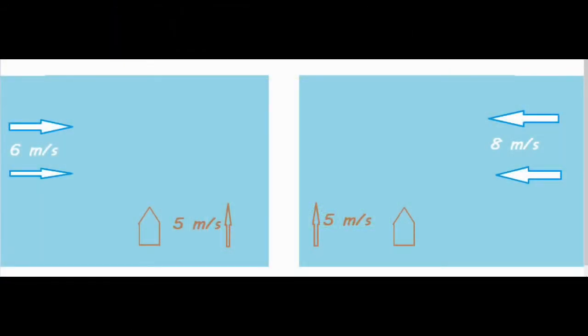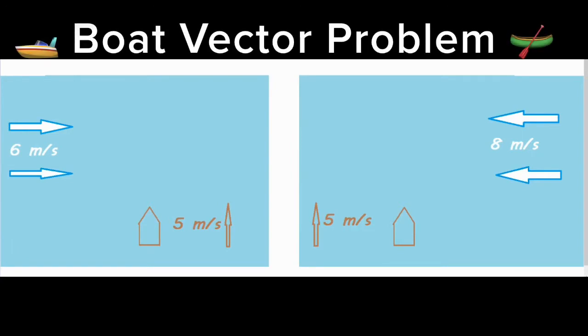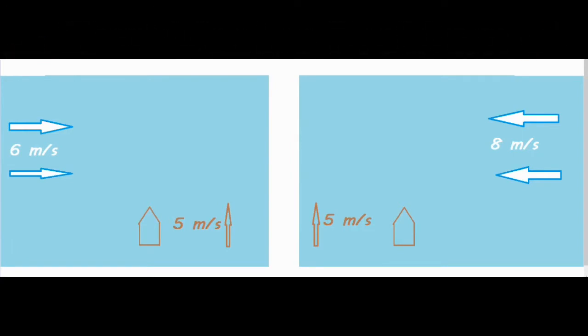In this video, I'm going to be talking about how to solve the classic boat crossing a river problem using vectors and a little bit of trigonometry as well. So the first thing you want to do is diagram the vectors involved in the question. We have a boat that's going 5 meters per second to go across the river.